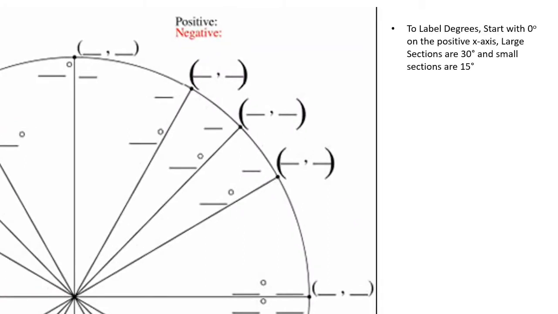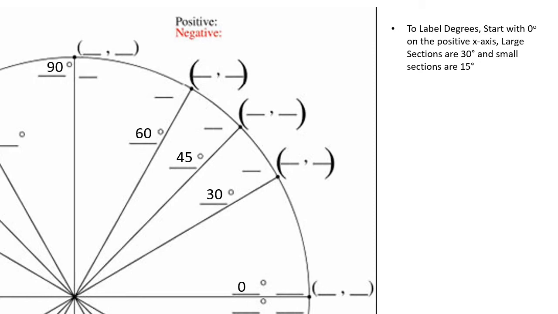All right, to label degrees, we're going to start with 0 on the positive x-axis. Keep in mind that large sections are worth 30 degrees and small sections are worth 15. So we start with 0, we go through a large section, which brings us to 30, then a small section, so if we add 15 to that, that's 45. We add 15 to that, that's 60, and then another 30 will bring us to 90 degrees.